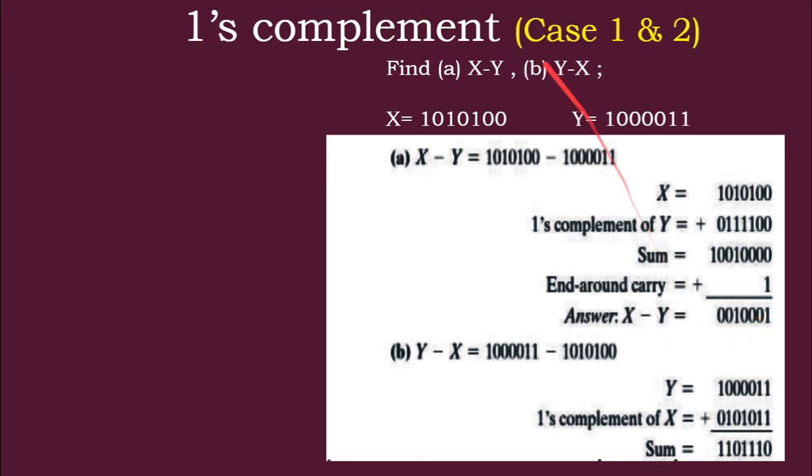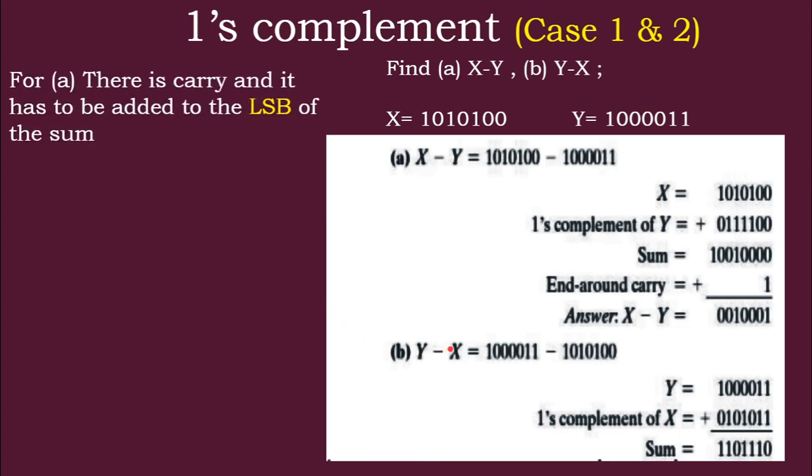Okay, now let us see case 2, where we are going to find y minus x. That means we are subtracting the bigger number from the smaller number. So how to do this? The concept is the same. Always find the complement of the negative number, which here is minus 1010100. So the y value is written as it is: 14011 is the y value. Now for x, you have to find minus x, which is the complement. So the complement is 0101011. So it is written over here.